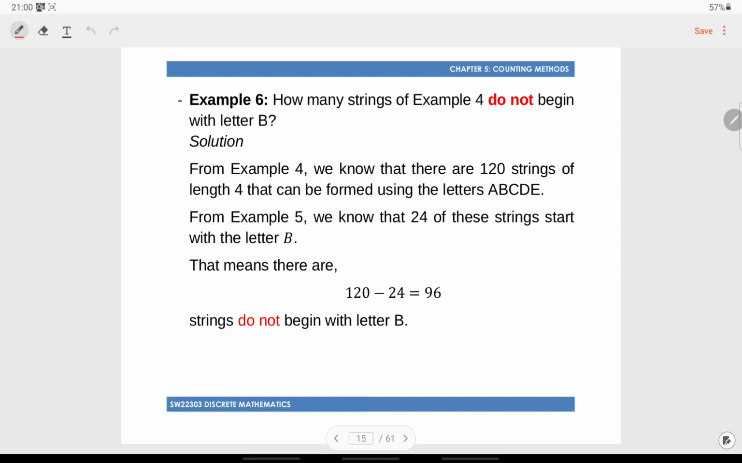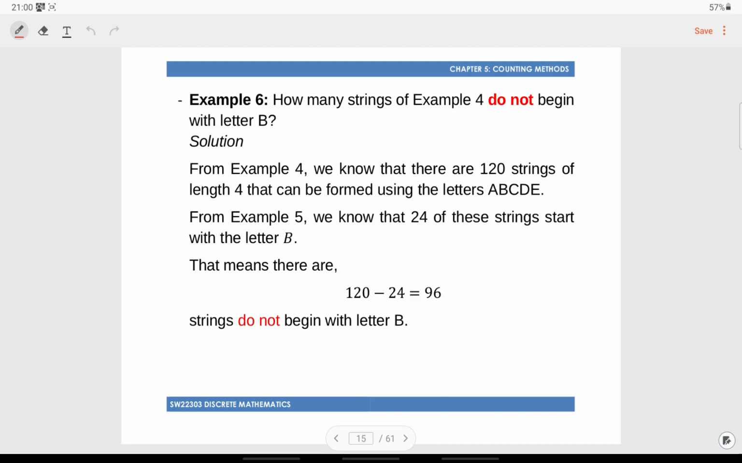How many strings of example 4 do not begin with the letter B? Okay, to answer this question, we have to recall the answer for example number 4, and also the answer for example number 5. So we recall the question in example number 4.